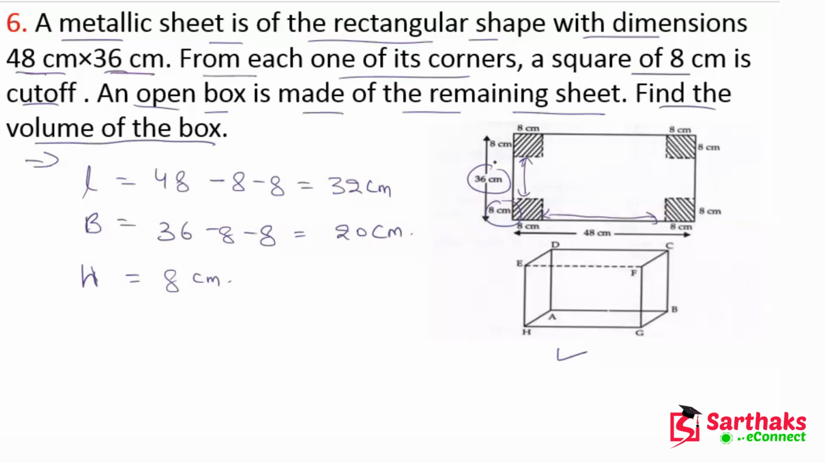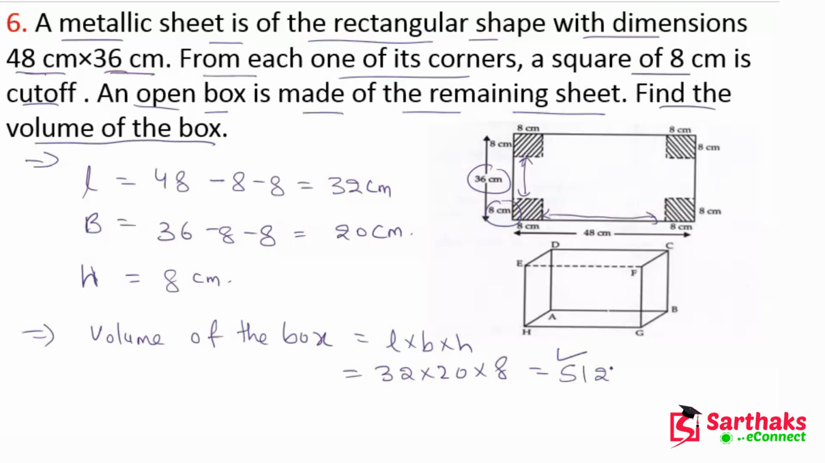If we fold up the remaining portion like this, the height will be 8 centimeter. So the volume of the box is length into breadth into height. If we multiply 32 into 20 into 8, we get 5120 centimeter cube. My dear friends, volume is always in cubic units. So this is our required answer.